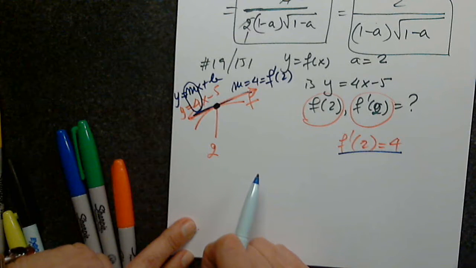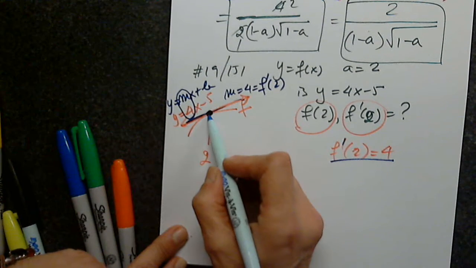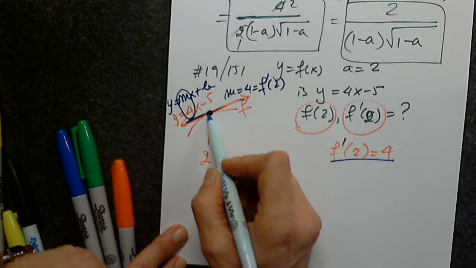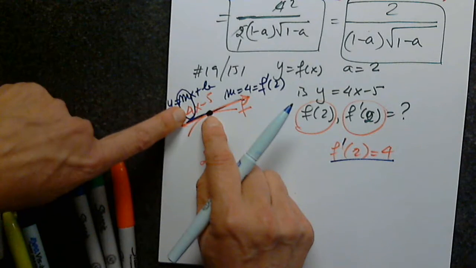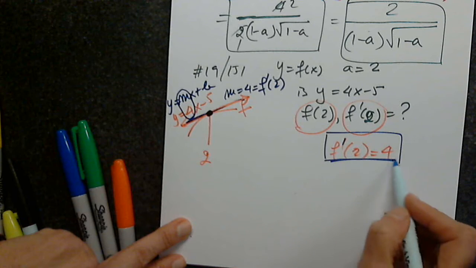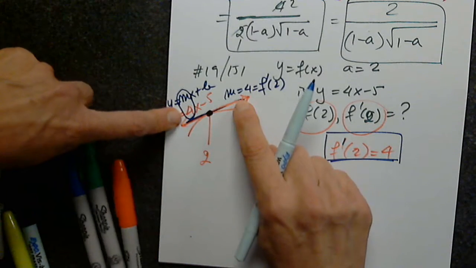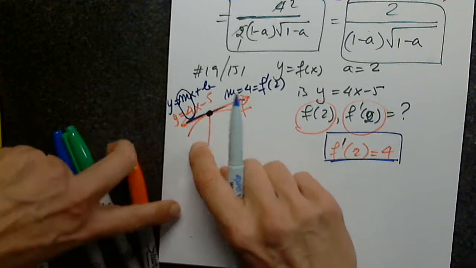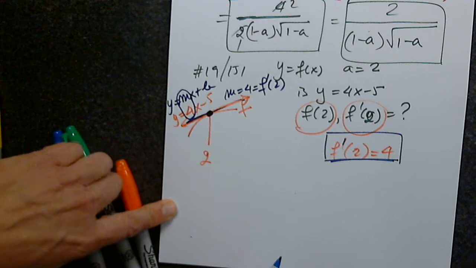Is it clear, Nico, or not? So f prime of 2 is the slope of the tangent line at 2. But I have the equation of the tangent, and the slope is 4. So it must be the case that f prime of 2 is 4, because the rate of change of the tangent at that point is 4. The rate of change of the function at that point must be 4 as well.